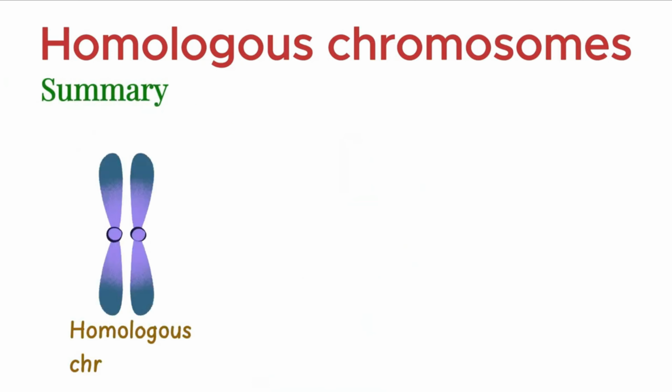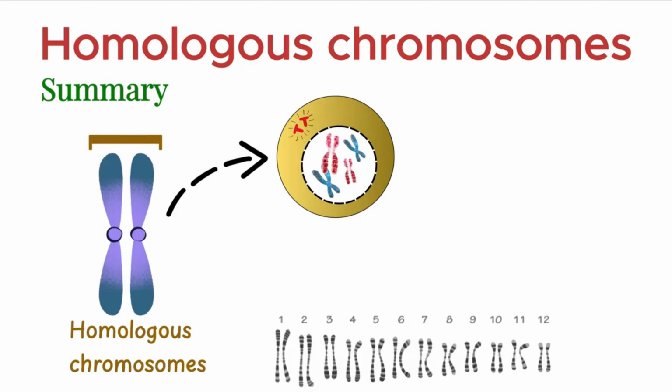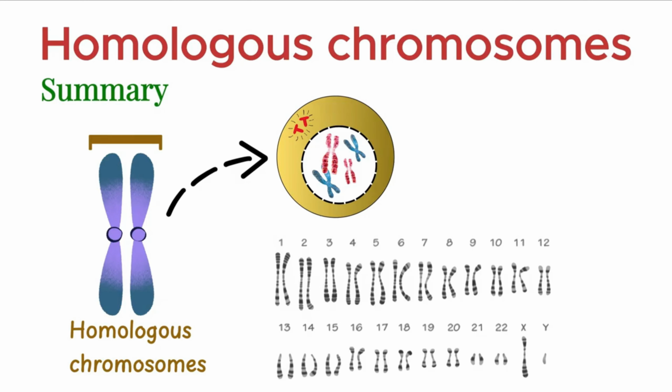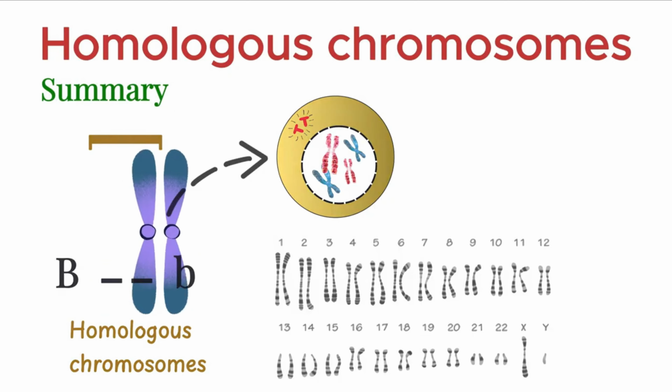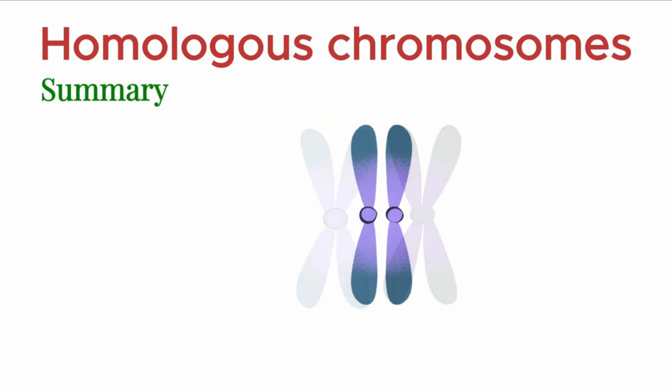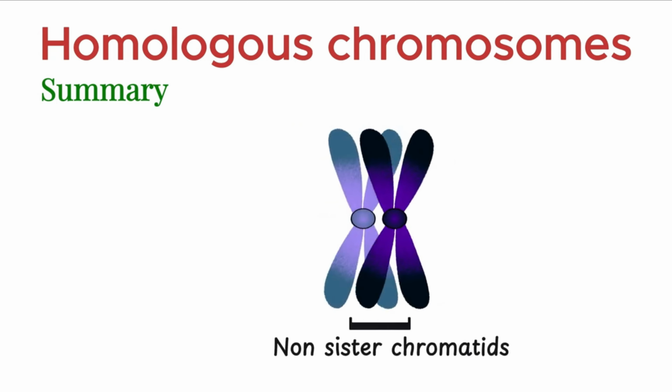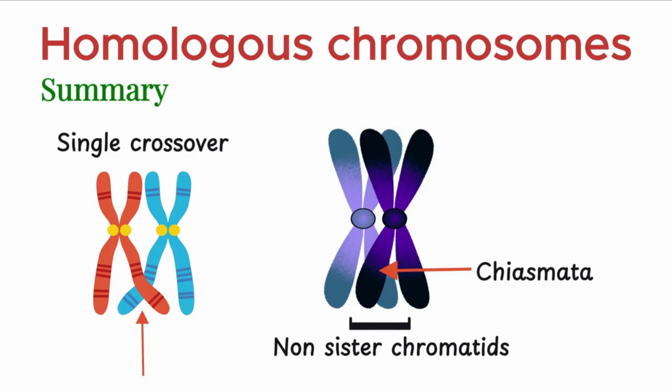To summarize, homologous chromosomes are pairs of chromosomes found in every diploid cell. In humans, there are 22 pairs of homologous autosomes. Each pair carries the same genes in the same order but may have different versions, or alleles. During meiosis, these chromosomes replicate and form sister chromatids. Crossing over occurs between the non-sister chromatids of homologous chromosomes, where they exchange genetic material. The X-shaped structure formed during this exchange is called a chiasmata. If the crossing over happens at one point, it's called a single crossover. If it occurs at 2 points, it's known as a double crossover, a key event used in gene mapping.